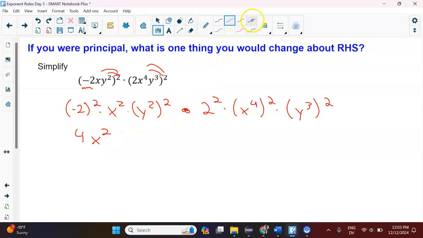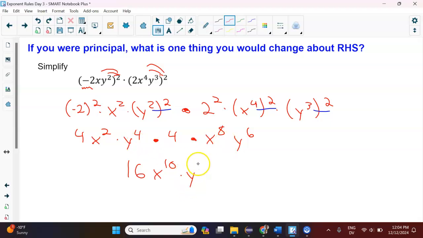And then here's our power of a power rule. We have it a bunch of times. And the rule there is you multiply those exponents. So this will be a y to the 4th. This 2 squared becomes another 4. That's going to be x to the 8th and y to the 6th in the back here. Okay, now just do 4 times 4 is 16. And then x squared times x to the 8th is x to the 10th. Add those exponents now. And then y to the 4th and y to the 6th. Add those together, and that's y to the 10th also.